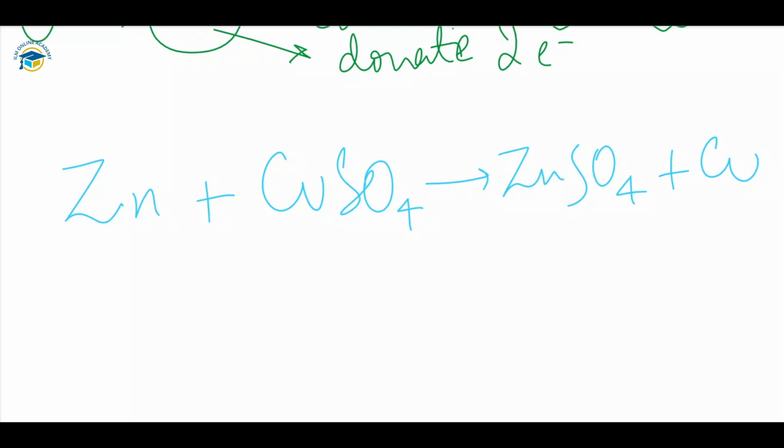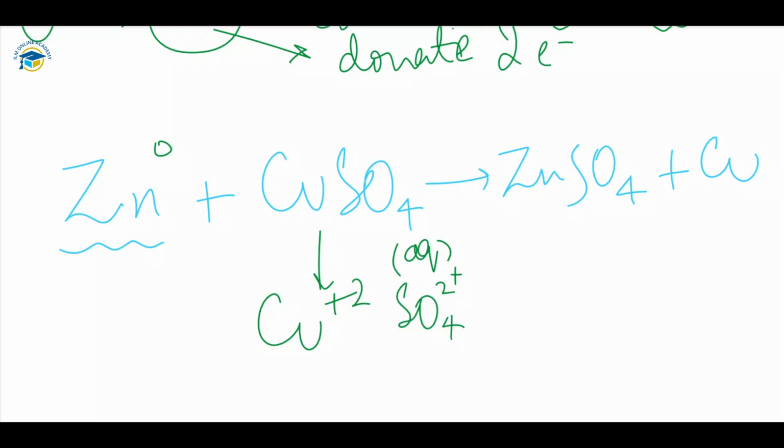So here in the free form, zinc has an oxidation state of 0, and copper sulfate is present in aqueous solution and it forms zinc sulfate plus copper. So in this aqueous form of copper sulfate, what happens? We have copper ions. In this aqueous state we have copper ions and sulfate ions that are present there.